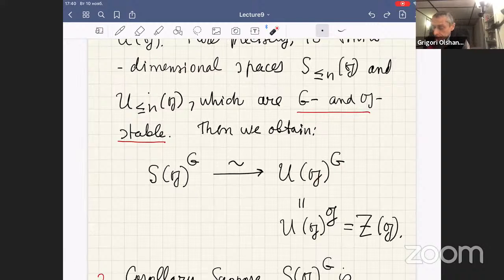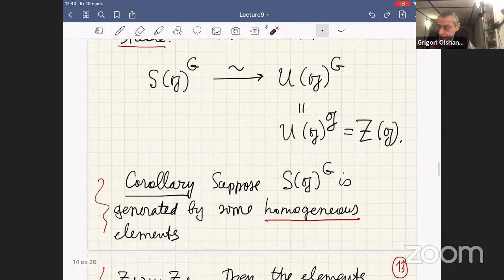But this object is exactly the center. So we get a linear isomorphism between invariants here and the center of our algebra. So this is a simple but important result, a corollary.